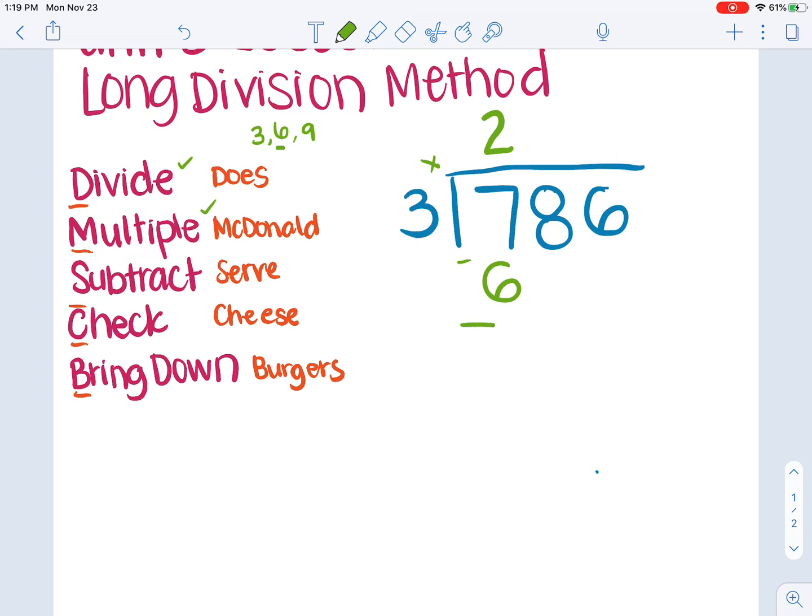Next I'm going to subtract. 7 minus 6 is 1. Check. Is 1 smaller than 3? Yes, it is, so I'm good to go. If it's bigger than 3, you'll know that you haven't divided correctly and you'll need to start over in the process. If you're right, if 1 is smaller than 3, then we can bring down 8.